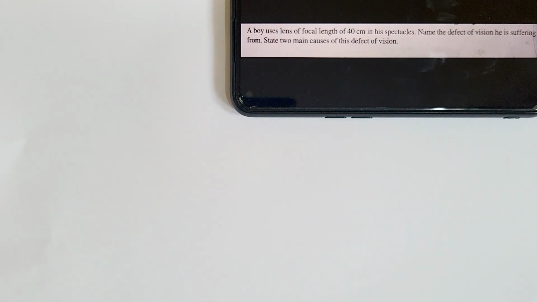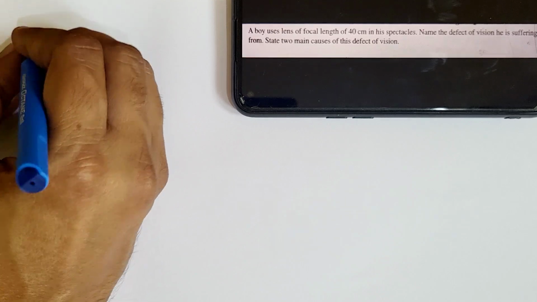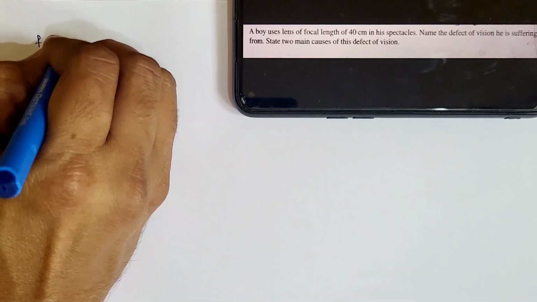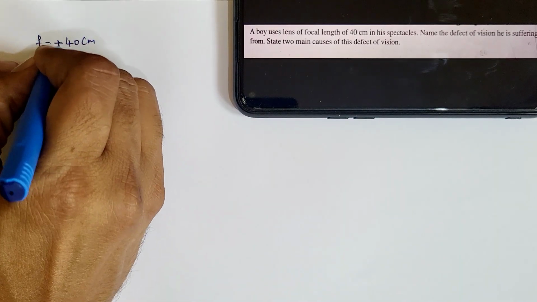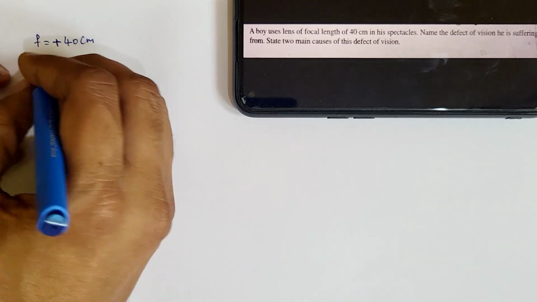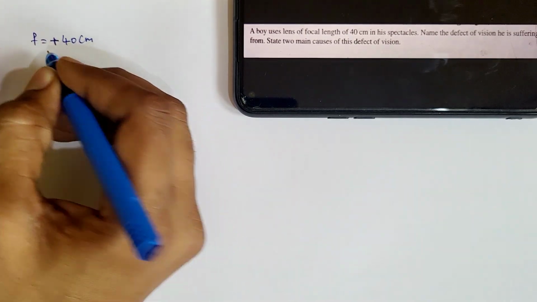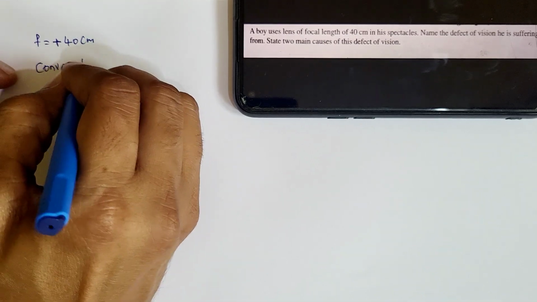See, focal length is f equal to plus 40 centimeters. So plus 40 centimeters. Plus means what? Focal length is positive means power will be positive. Power is positive means lens will be a positive lens. It is a converging lens. It is a convex lens.